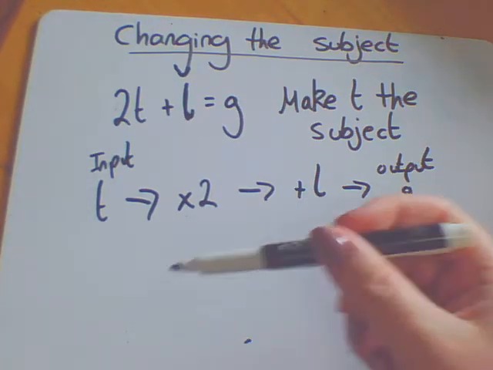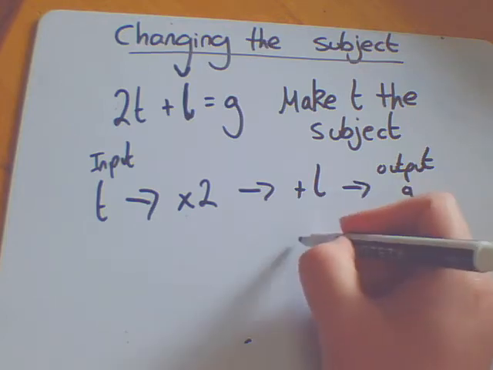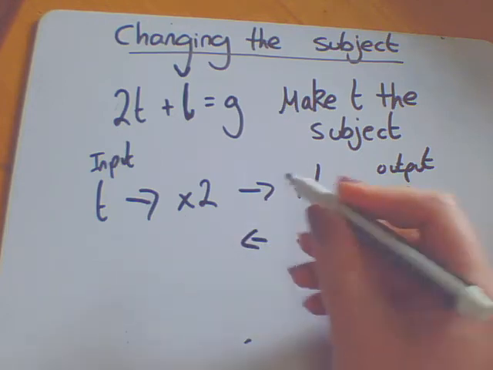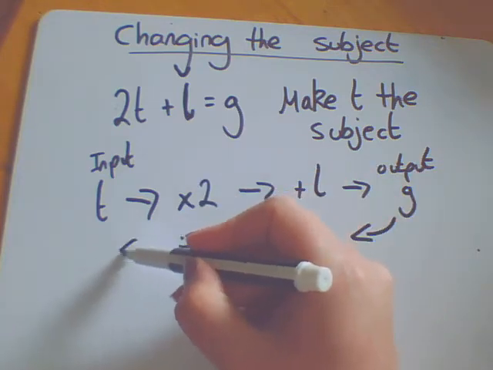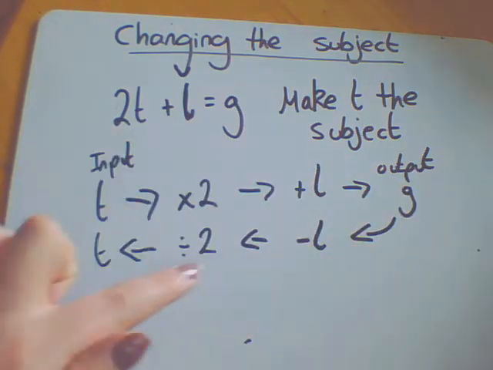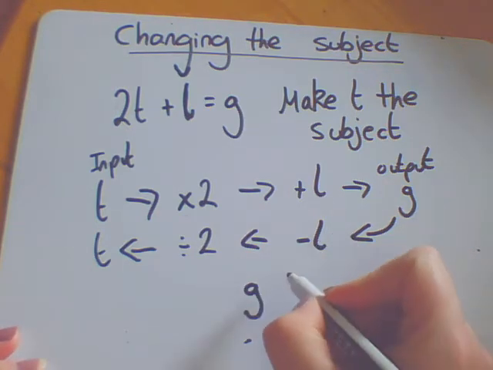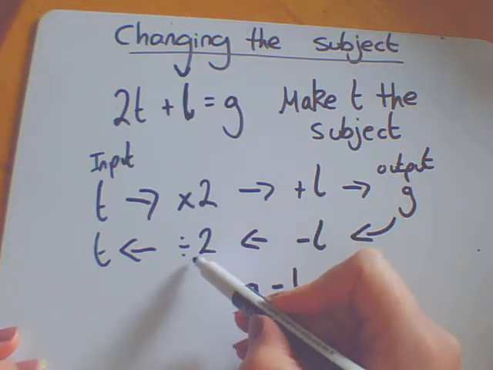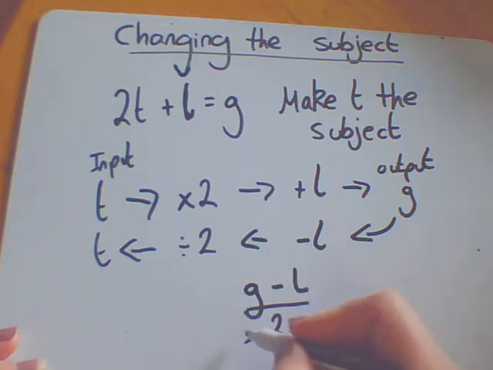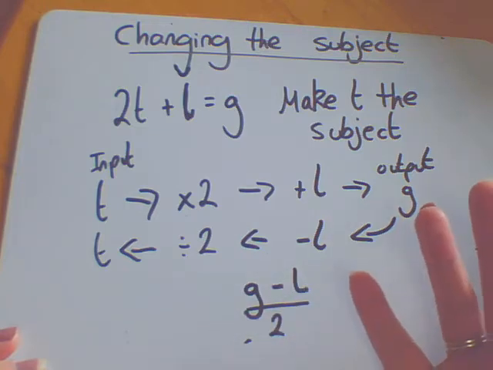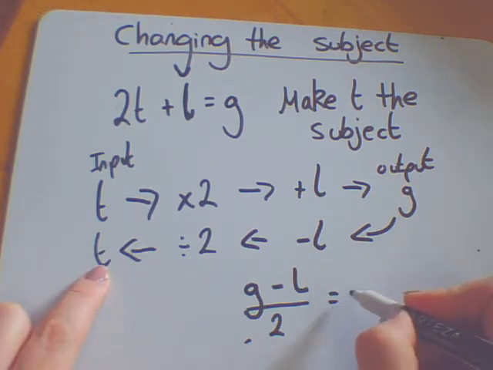basically reverse everything. So starting with G, I'm going to reverse adding L, I'm going to subtract L. I'm going to reverse multiply by 2, that's going to become a divide by 2, and that is going to give me t. So if I write this as a sentence, I did G, take away L, divide it by 2, and that's really important that you write your divide by 2 like this, because that way you're dividing G take L by 2 and not just one thing, and that is giving me my input, or in this case my output, as t.